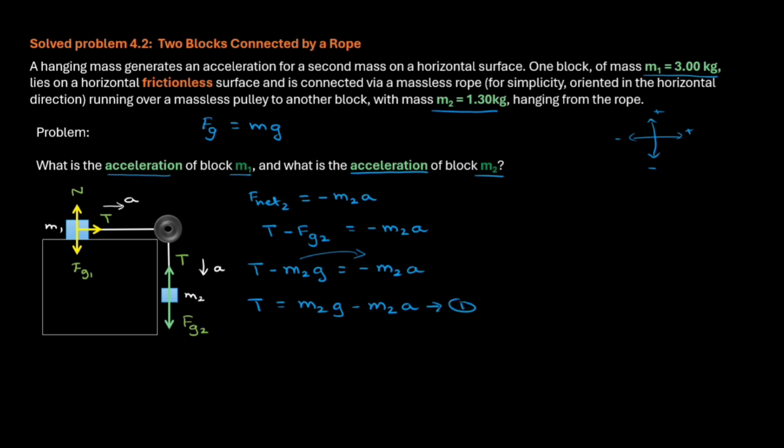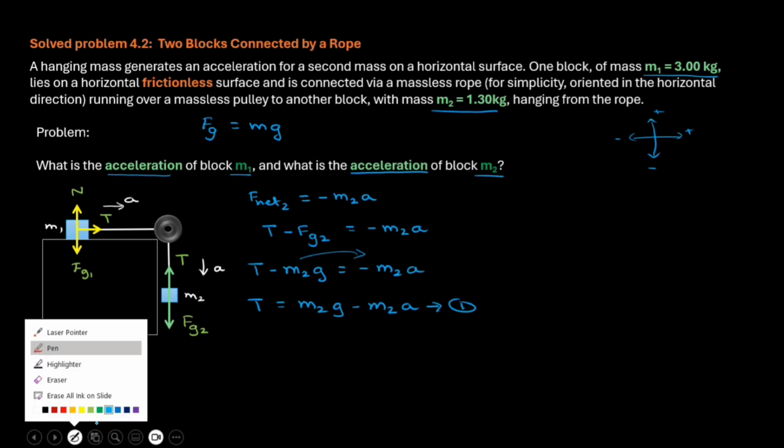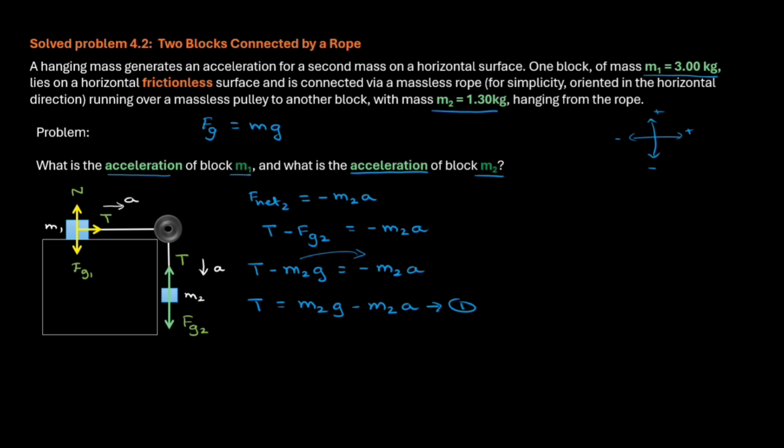Now we do the same thing for mass m1. M1 has forces acting along two axes. We have forces acting along the x-axis as well as the y-axis. But since our acceleration is directed along the horizontal, which is the x-axis, we will only use the equation of x-axis here. Whereas along the y-axis, there is no acceleration. So net force along the y-axis for mass 1 will be 0. And that will give us the force due to gravity to be equal to the normal force.